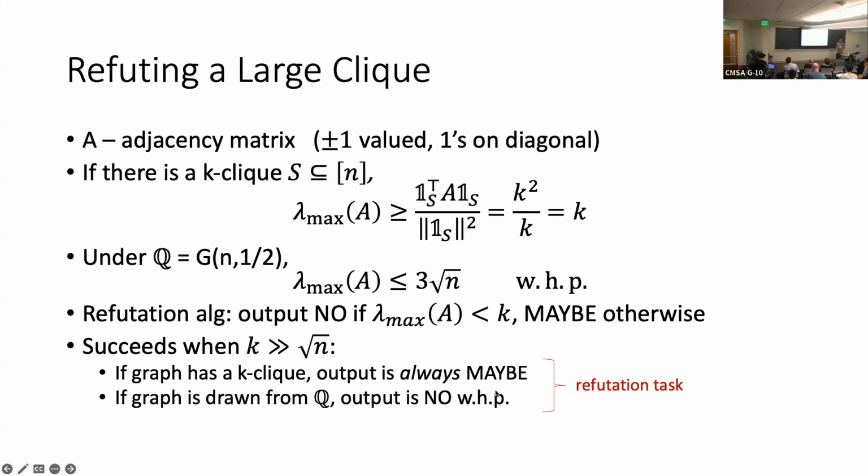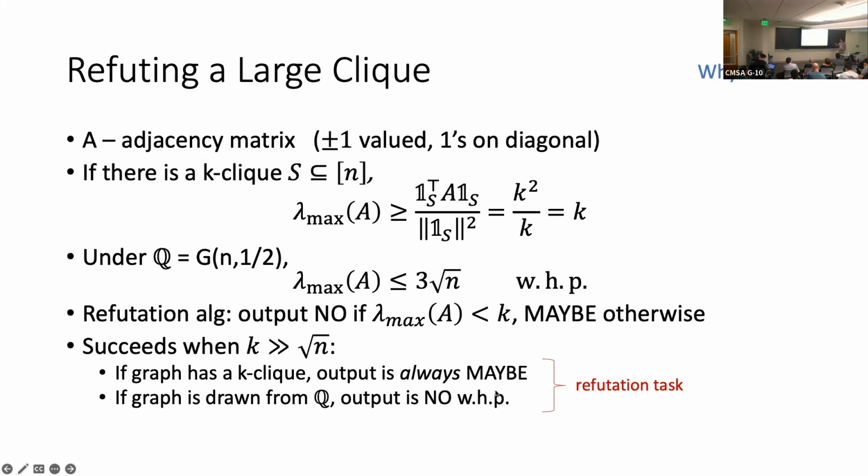Is this definition okay? It's a little bit subtle because I'm giving you this random graph that probably doesn't have a k-clique, but you're not allowed to just say no all the time, right? You're only allowed to say no if you've really convinced yourself 100% sure that this particular graph has no clique.